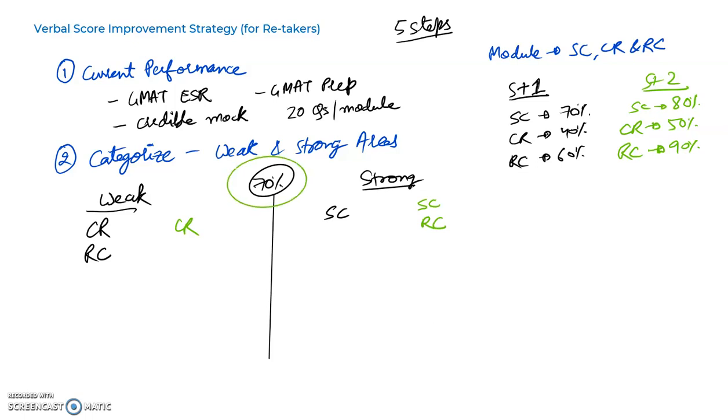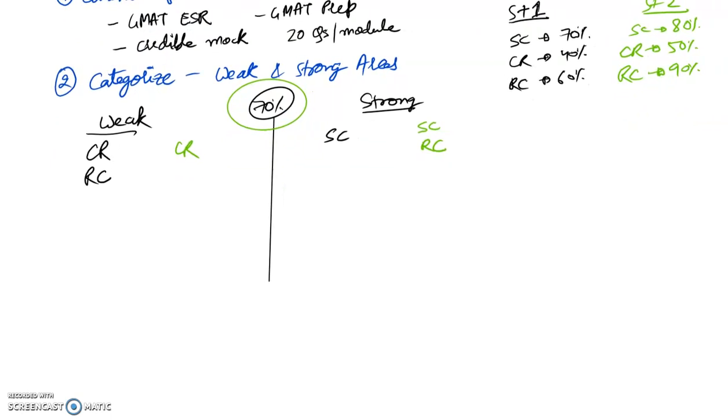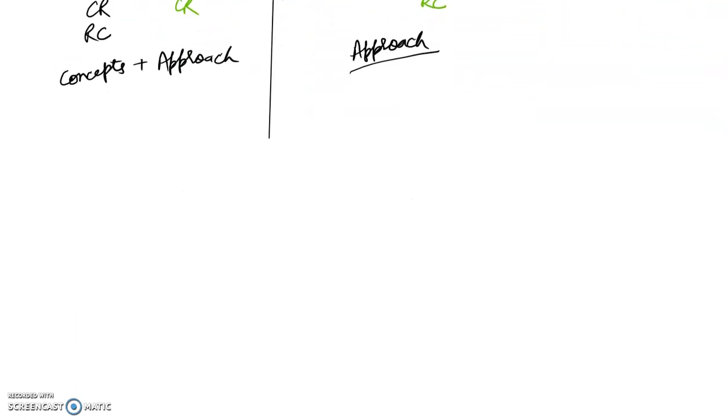Now why do we choose this number 70%? What is the rationale here? Because in modules where you have less than 70% accuracy or percentile in general, the main reason for that is you are lacking in concepts as well as the approach that you follow to solve the questions. However, in your strong areas, you are generally lacking in approach. Your conceptual knowledge is still much better. So once you have categorized the modules into strong and weak areas, you need to go to the third step.